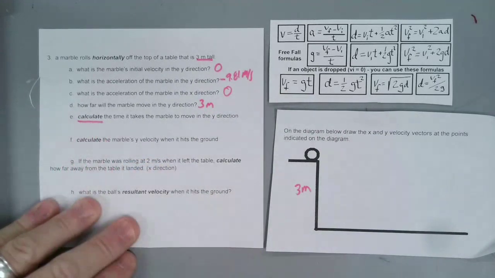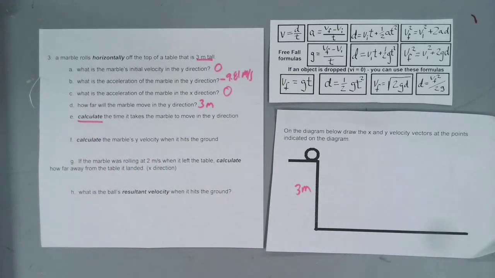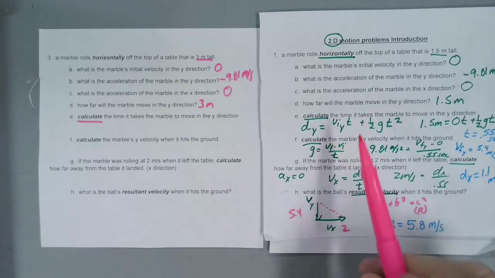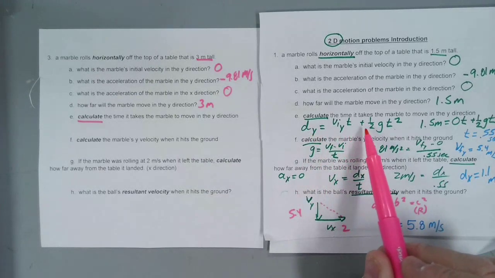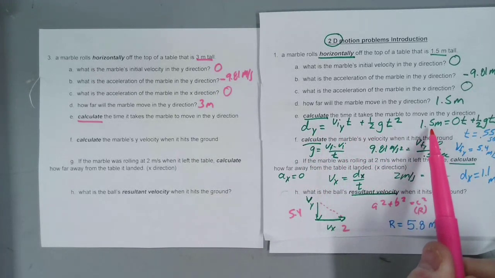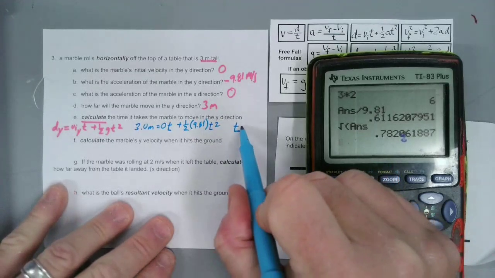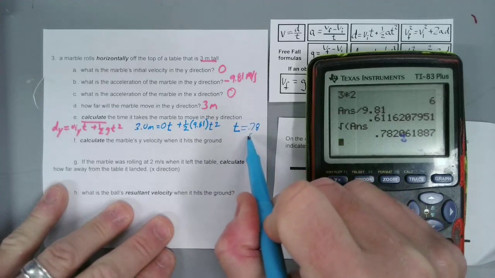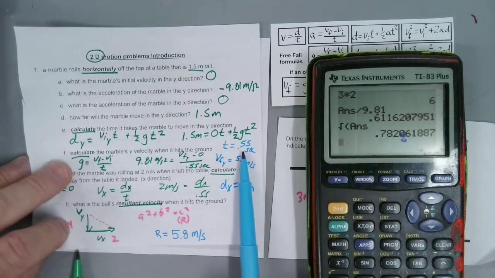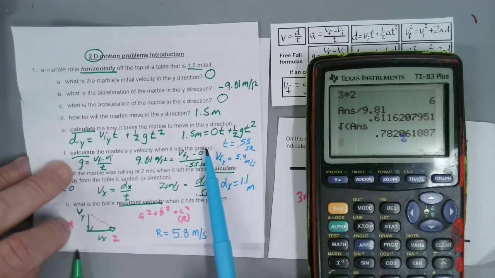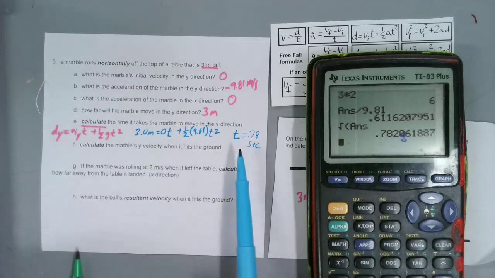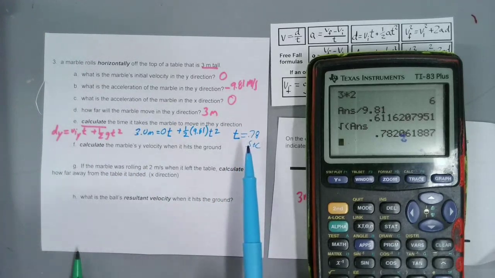Now this says calculate the time it takes the marble to move in the y direction. Well, when we did that for 1.5 meters, we used this formula here, and the same formula will work. We just have to change the distance now. Instead of 1.5, we're going to change it to 3. So here's my time. Now it's 0.78 seconds, and you can see how I did my math there. Now, does that jive with what we did before? Before, it only took 0.55 seconds, but the table was a lot shorter. So now that the table is taller, yeah, it's going to take more time for it to move to the ground. Our new time is 0.78 seconds.